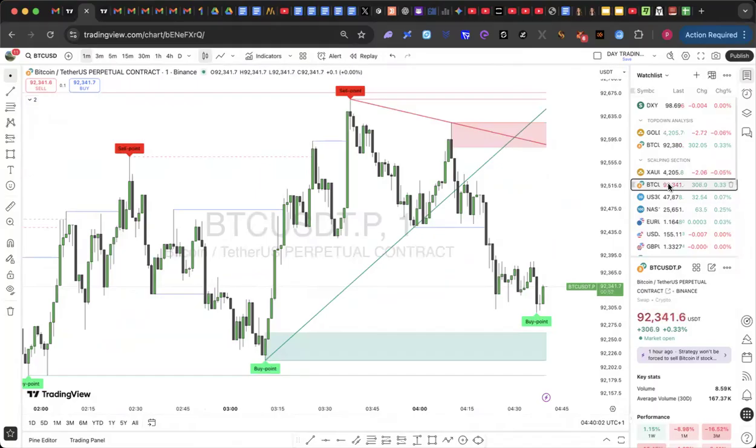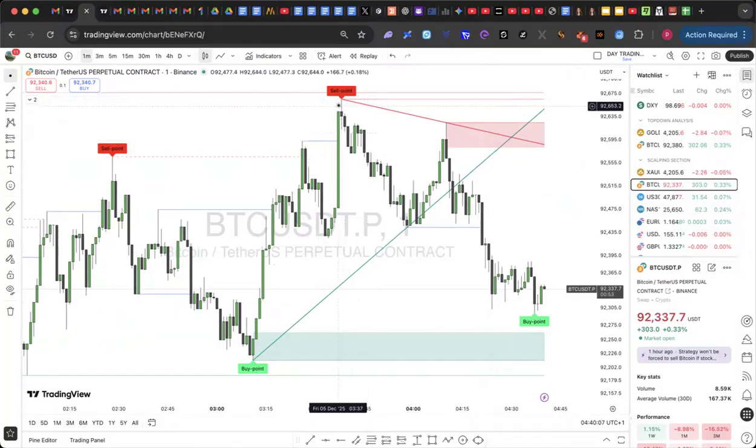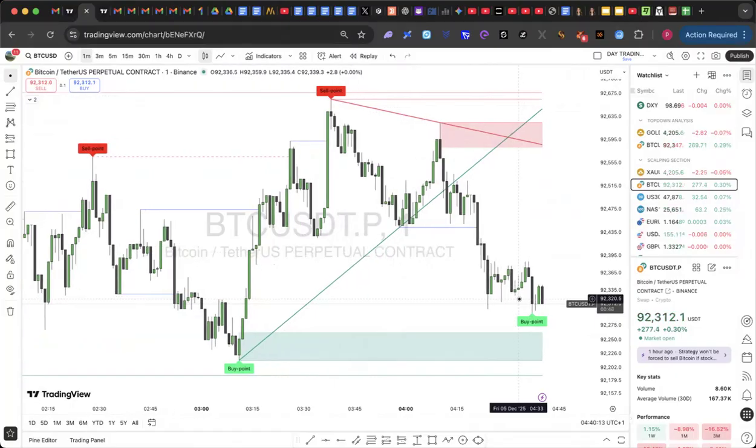I hope I've communicated. So look at this now. Look at Bitcoin. Now that it has given you a buy, but this is 1 minute, right? So if it's 1 minute, you are working with that. Now that it has given you a buy, you enter. Okay, look at it now.